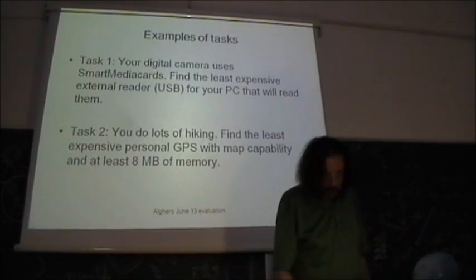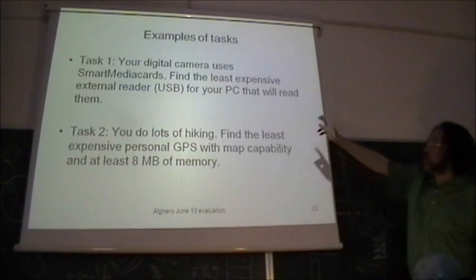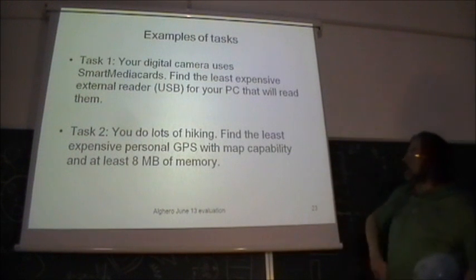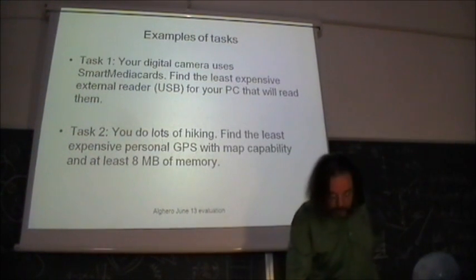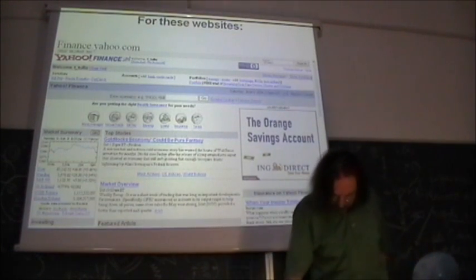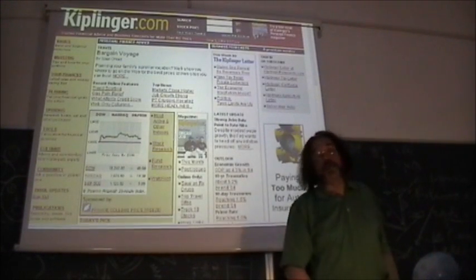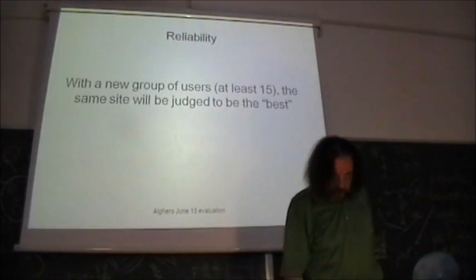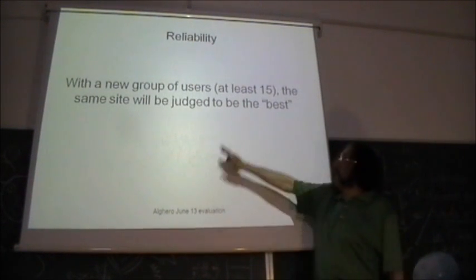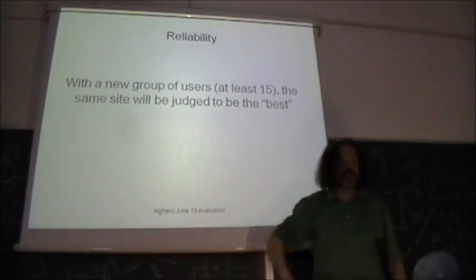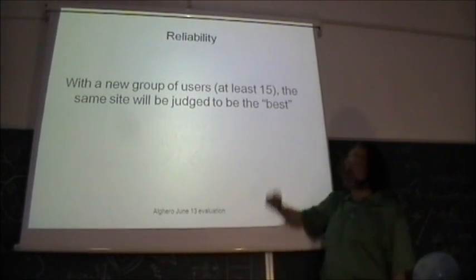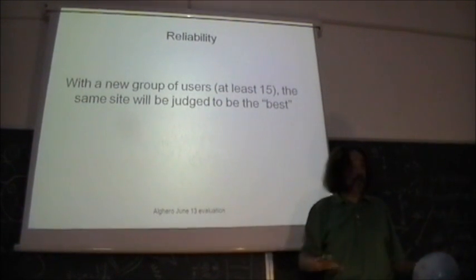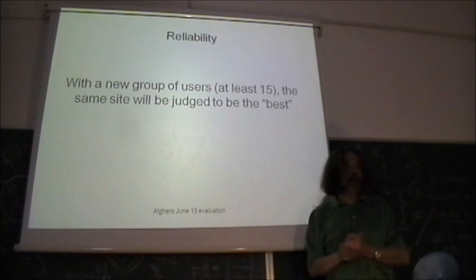Okay, now, these are examples of tasks. It's just an example. Suppose you would like to find a smart media card for your camera. Then you could go to several websites, for instance, like this website or like this website, and you could try to do the task for both websites and then find the difference. And if you have at least 15 people, if you do the same for another group of 15 people, you will find the same results. So the same website will be the winner if you have at least 15 people who really want to buy this card for their camera.